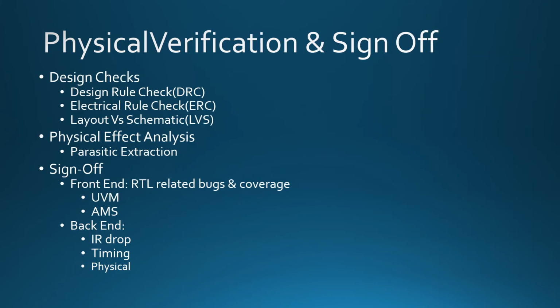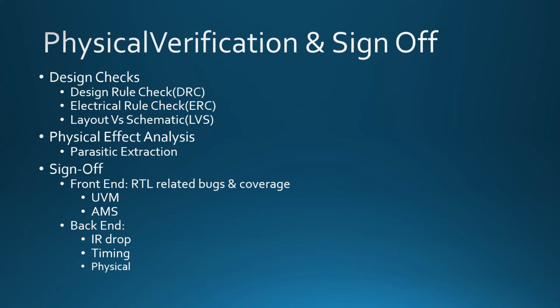Next comes the physical verification and sign-off tools. There are different design checks that need to be carried out while doing the layout. That is design rule check, electrical rule check, layout versus schematic LVS checks, and also the extraction netlist. We have to simulate and make sure the schematic and the layout are matching with respect to performance as well.